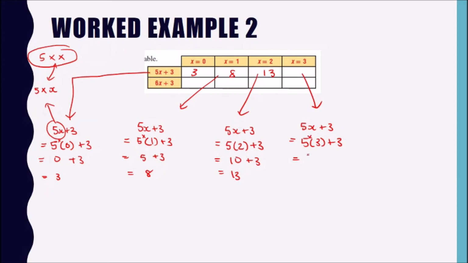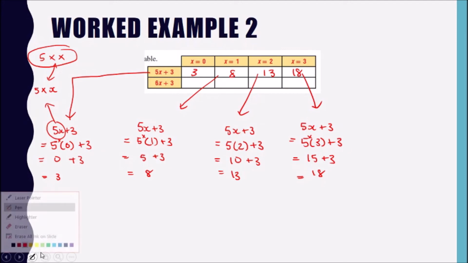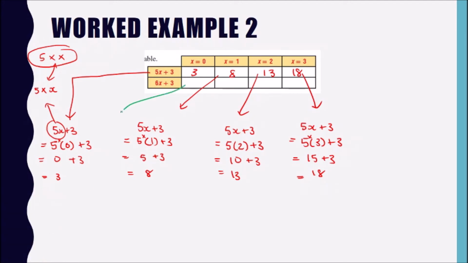So 5 times 3 is 15 plus 3, which equals 18. All right, so now that I've done the top one, I can do the bottom row for you. So let's do that one there. 6x plus 3. So when x equals 0, okay, 6 times 0 is 0 plus 3, which equals 3.